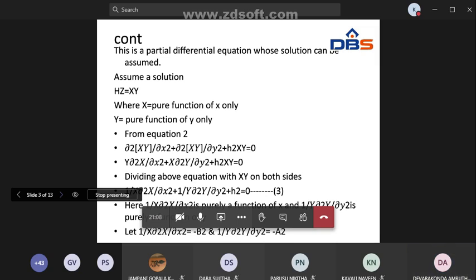Okay, so the partial differential equation: if you assume Hz equal to XY, where X is a function of x only and Y is a pure function of y.